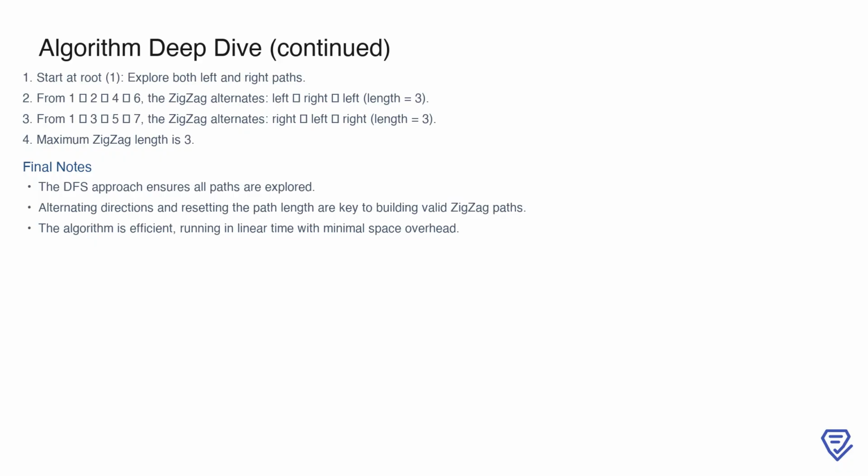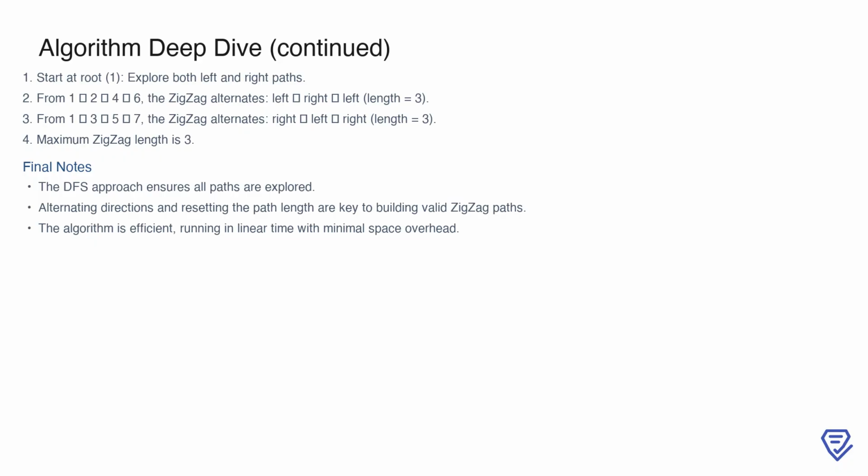Similarly, for the path 1357, the directions alternate: right, left, right, also yielding a zigzag length of 3. The maximum zigzag length across all paths in this tree is therefore 3. This example highlights the importance of alternating directions and resetting the path length appropriately to maintain the zigzag property.